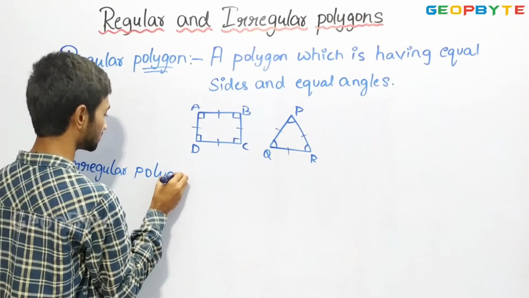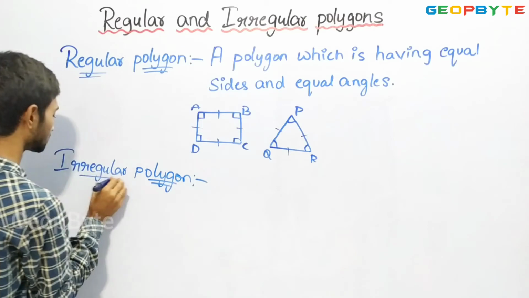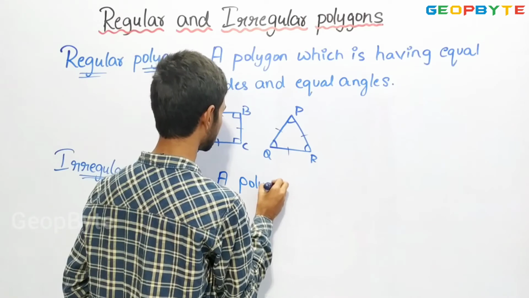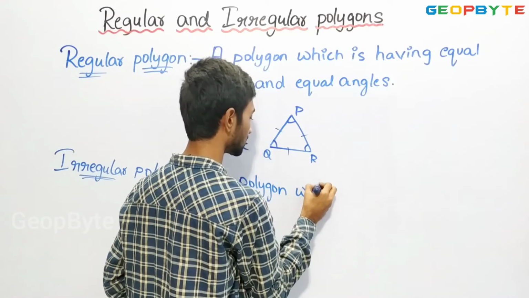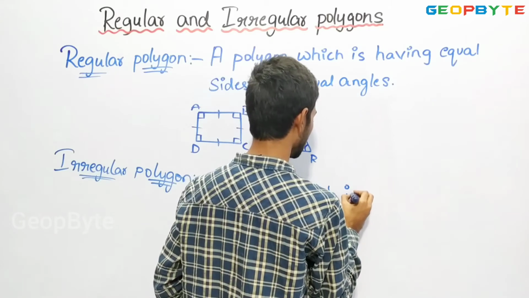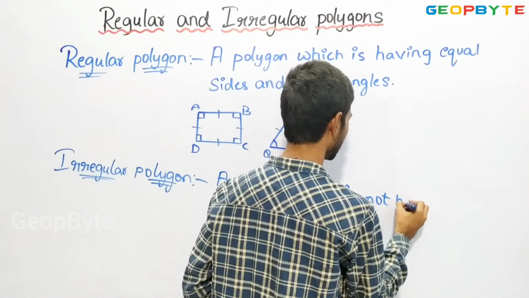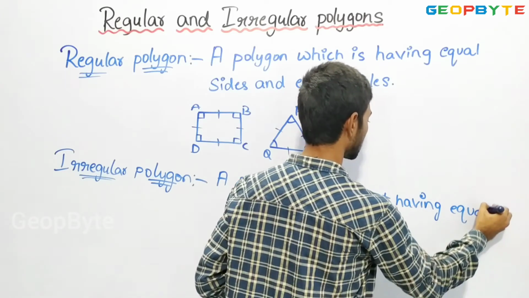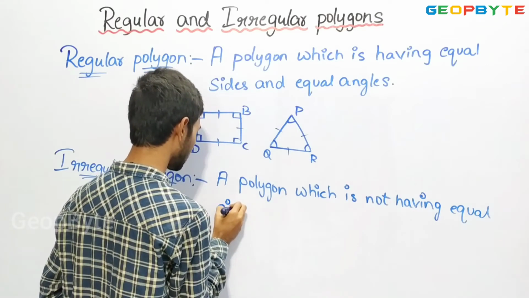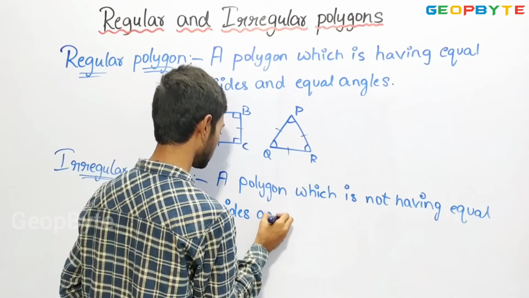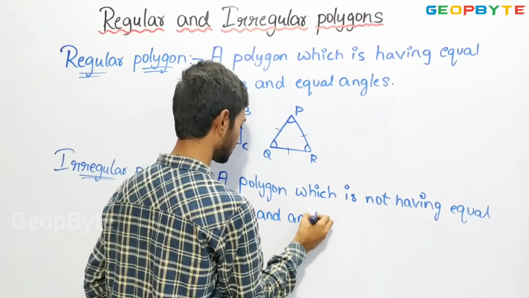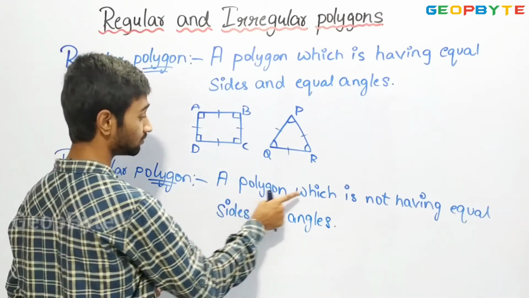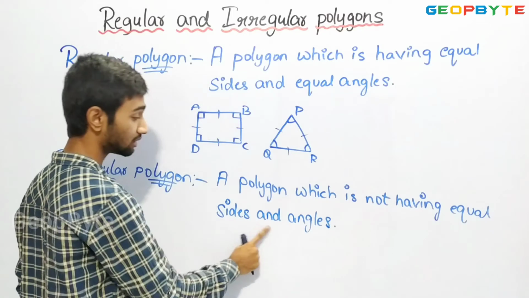Irregular polygon. A polygon which is not having equal sides and angles. Irregular polygon means a polygon which is not having equal sides and angles.